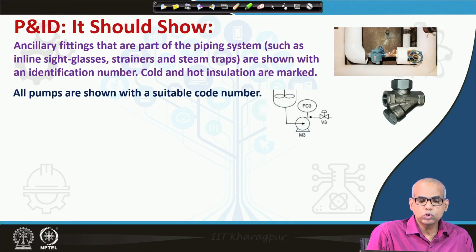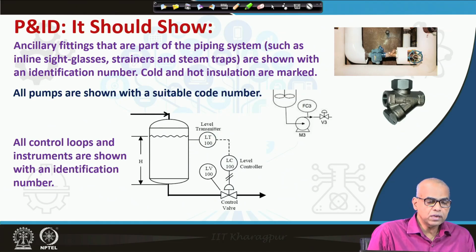All pumps are shown with suitable code number in the piping and instrumentation diagram. You can see M3 has been used to indicate the pump. So, there were M2, M1, etc. Maybe there will be M4 as well.